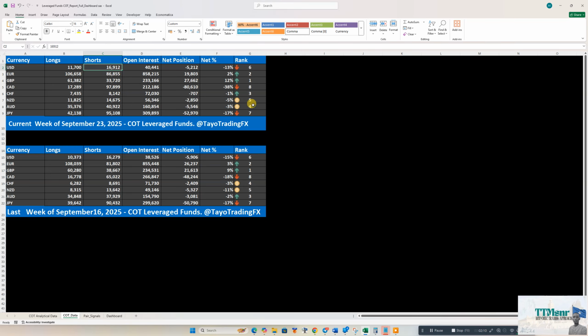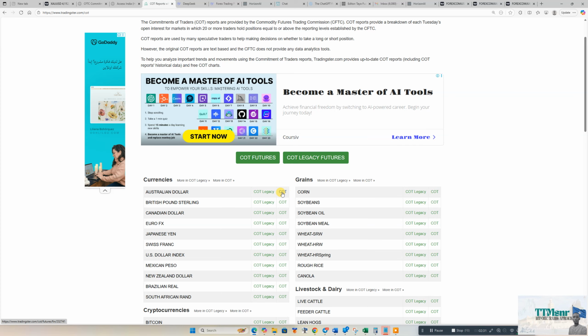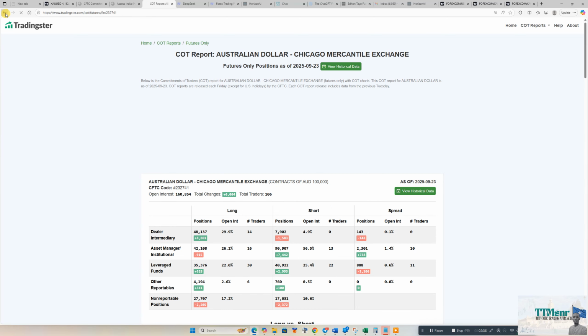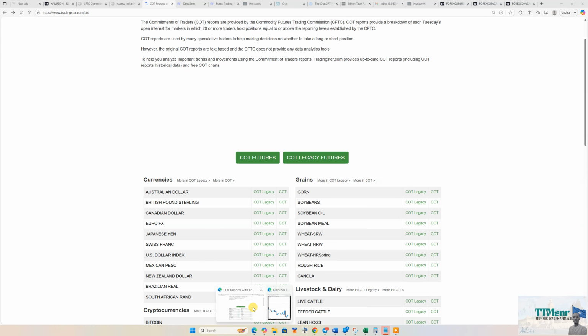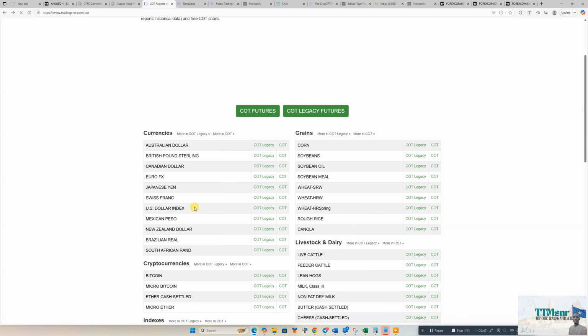So this is also my terminal. Here is where we want to put the data, as our data will be coming in here. All we want to do is have here one week, which will be the current week. For example, let us start the COT report here, this week. Okay, US dollar, the US dollar index. So the US dollar index is here.